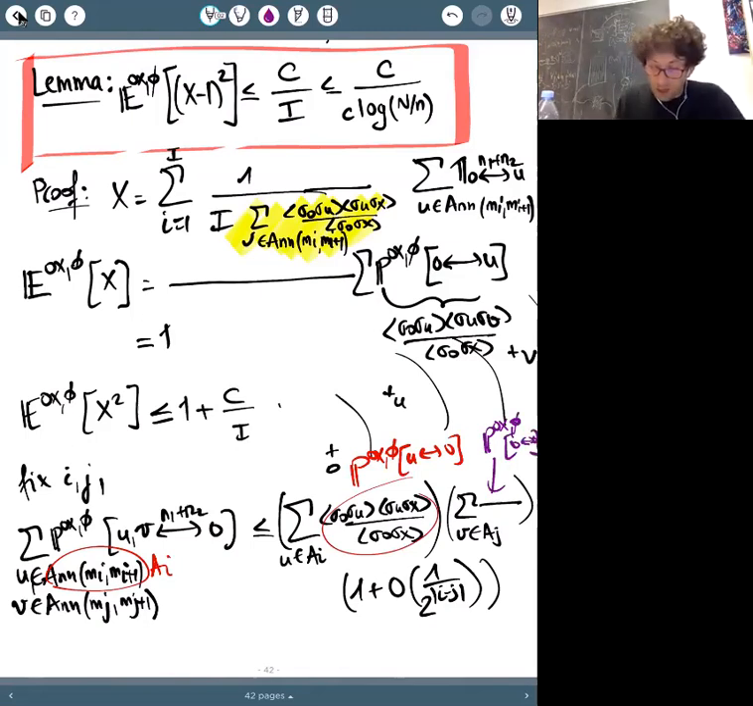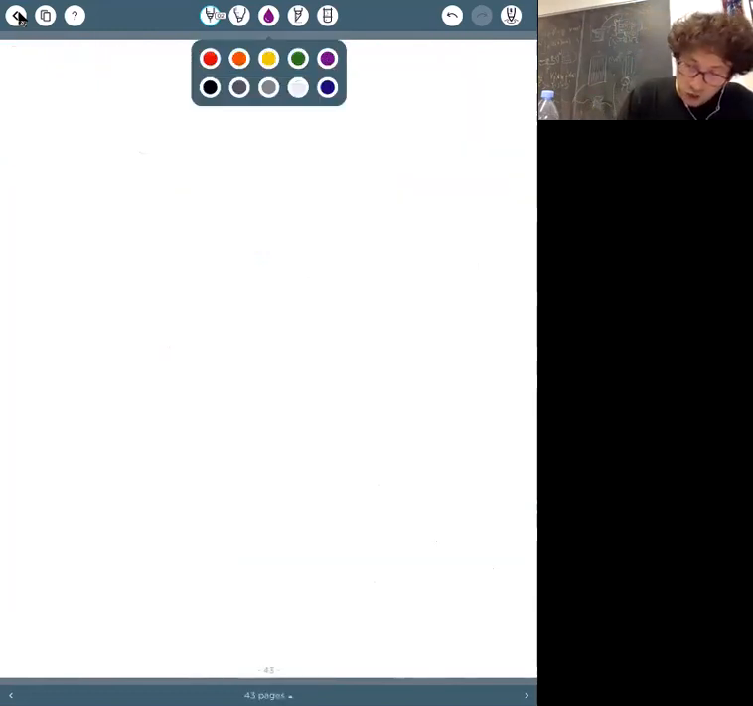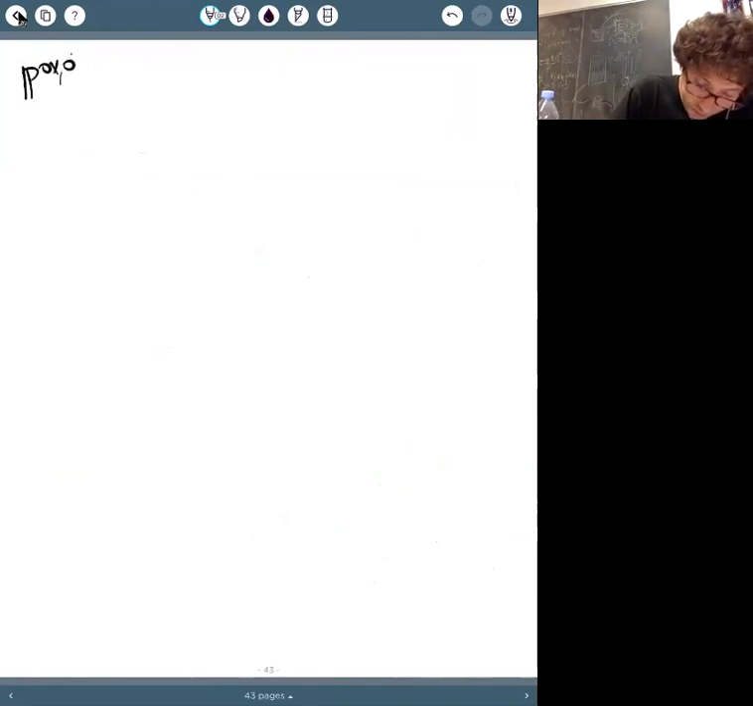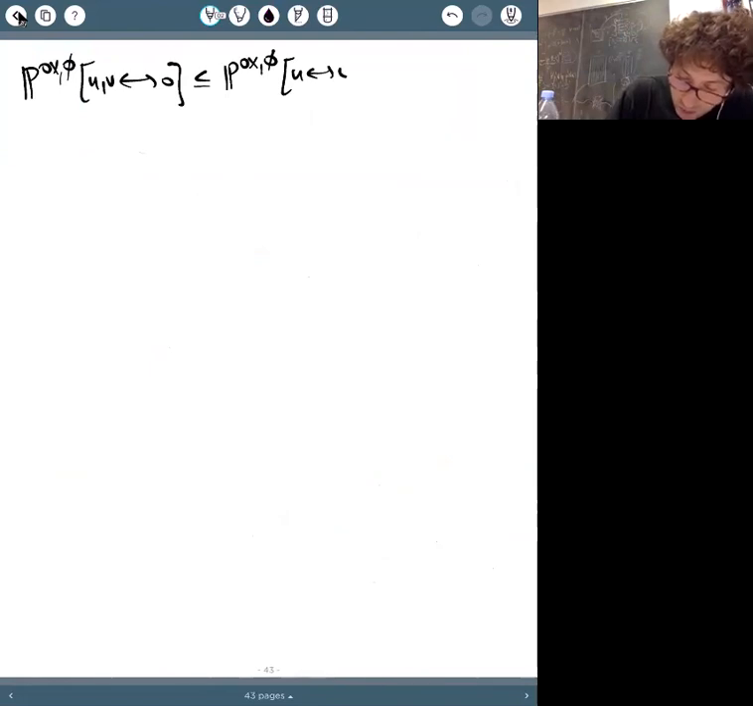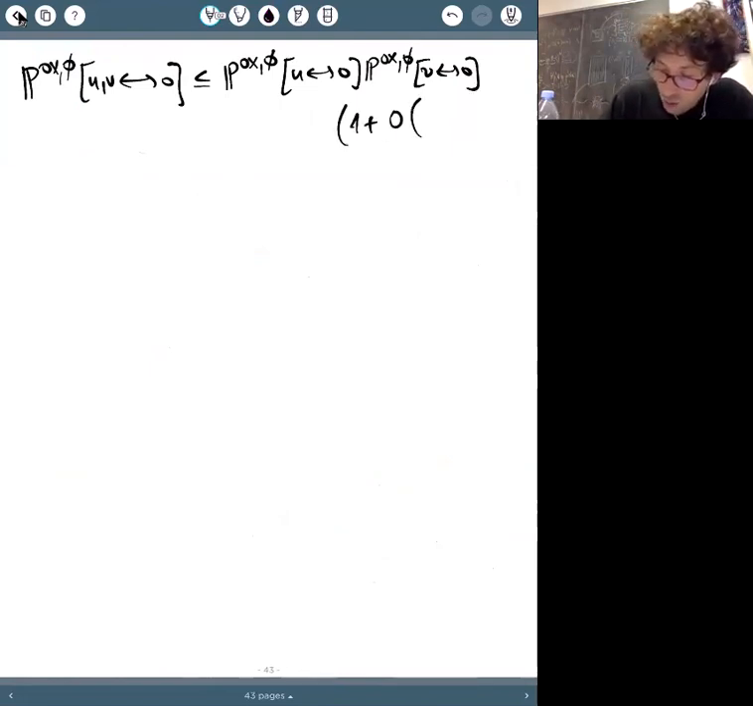So what I want to be proving is that if u and v are in different scales, then in fact the probability that they are both connected to 0 is roughly the same as the probability that the first is connected to 0 times the probability that the second is connected to 0. Okay? So roughly speaking, it's sufficient to prove that the probability of u, v connected to 0 is smaller than u connected to 0 times v connected to 0, times 1 plus an error, and that this error is summable.